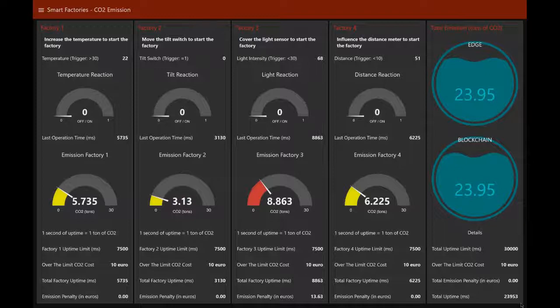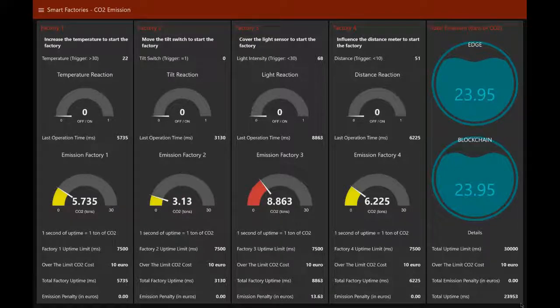such as internal policies. So as you can see, 1 second of a factory being up and running equals 1 ton of CO2 being produced by that factory. In total, the limit for the company is 30 tons, which is translated to 30,000 milliseconds, or 30 seconds, of uptime, which translates to 7,500 milliseconds, so 7.5 seconds per factory. Of course, there are penalties for crossing the CO2 limits. In this example, it's 10 euros per ton.